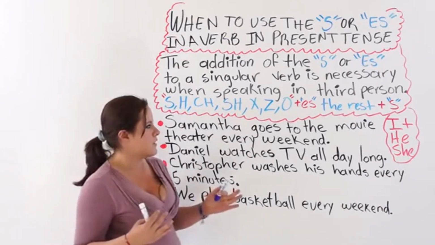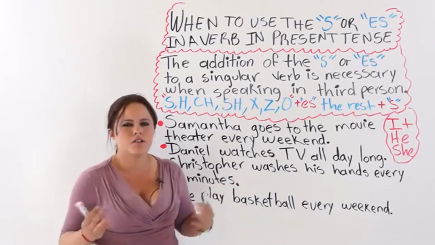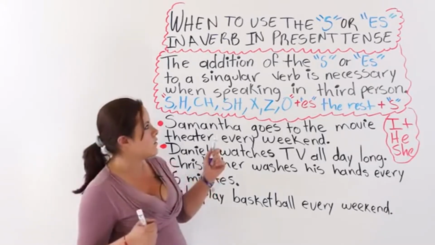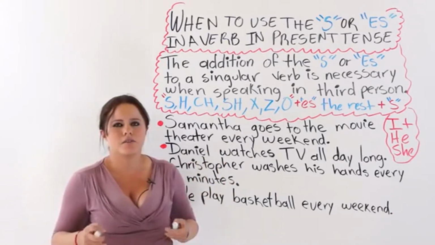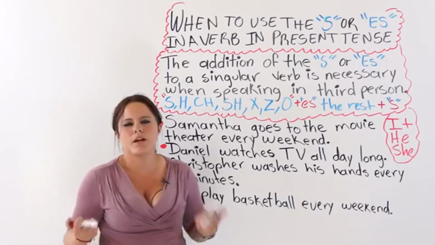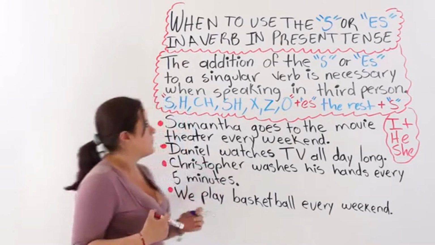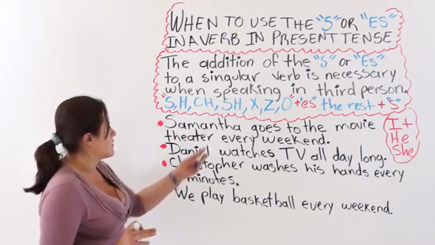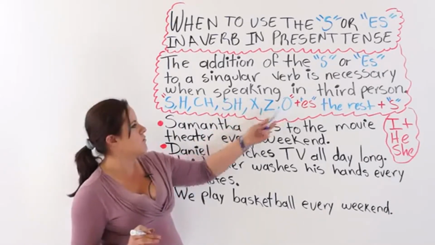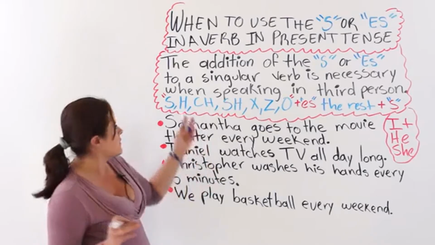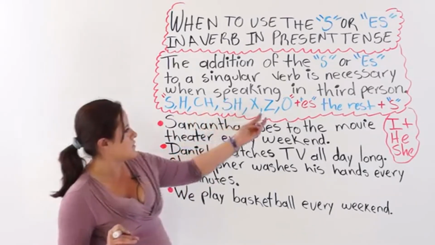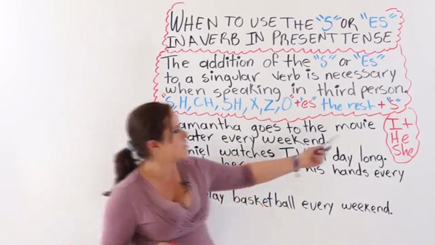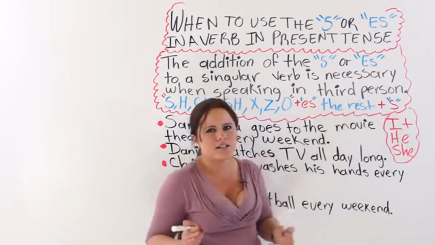So every time you are talking about he, she, or it, you are speaking in third person, and therefore you will need to add an s or an es at the end of a verb if you are speaking or writing in the present simple tense. I wrote this down here for you too. It says sh, ch, ss, x, z, o plus es. All of the verbs that end in these letters, you are going to add an es at the end, and the rest will have an s added at the end.